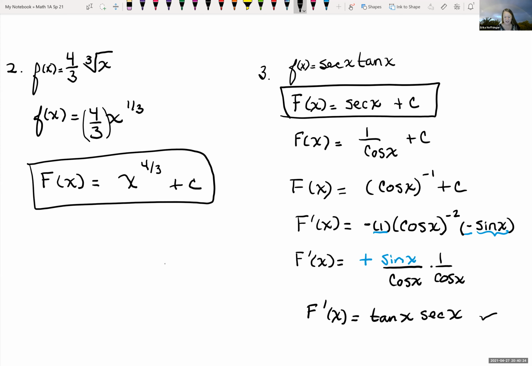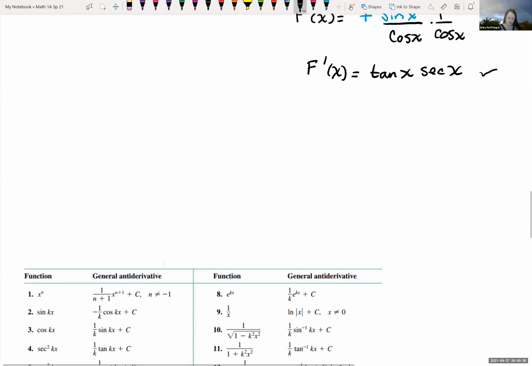Okay, so let me show you a table of antiderivatives. It's helpful if you know how to move backwards, what your derivatives are.